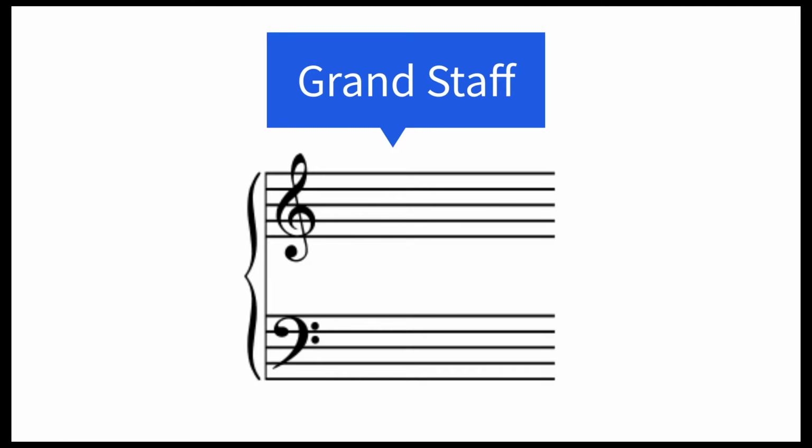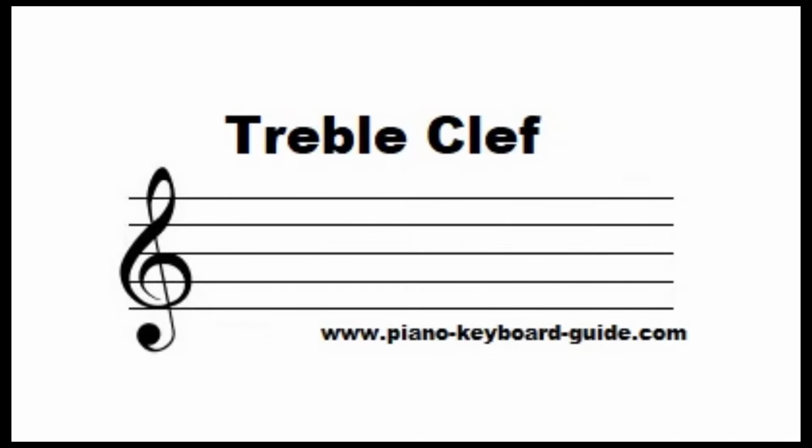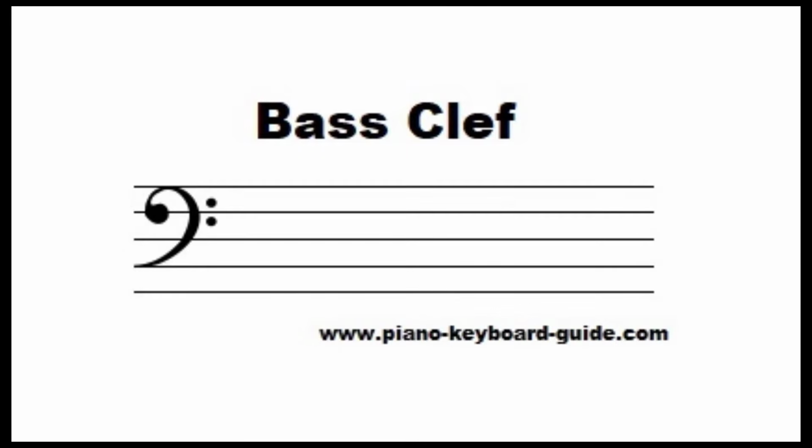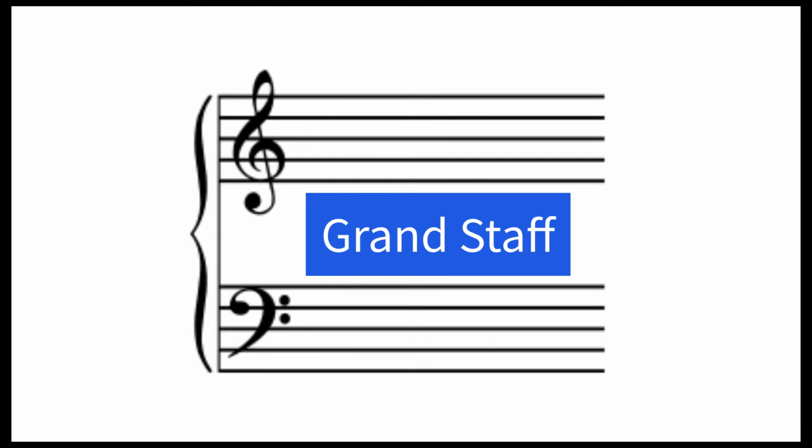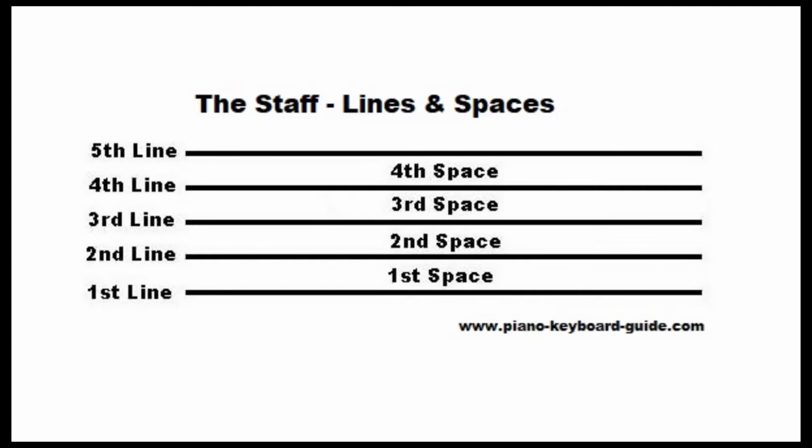The grand staff. There are 2 clefs that you should know about. They are the treble clef and bass clef. These 2 clefs make up the grand staff. The lines and spaces of either clef are numbered from bottom to top. The bottom line is the first line, and the top line is the 5th line.